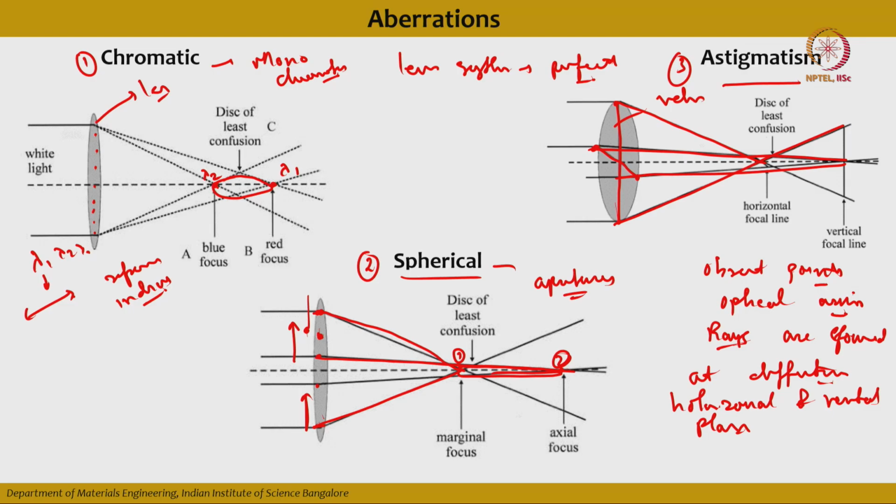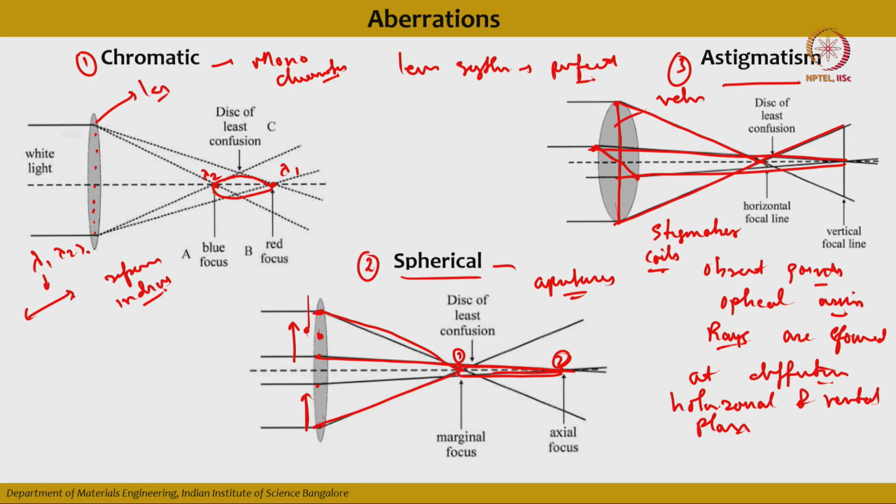Here also, astigmatism you can minimize by using, usually in transmission electron microscopes, stigmator coils, to actually remove the astigmatism aberration from the image formation. So, these are the basic 3 types of aberrations.